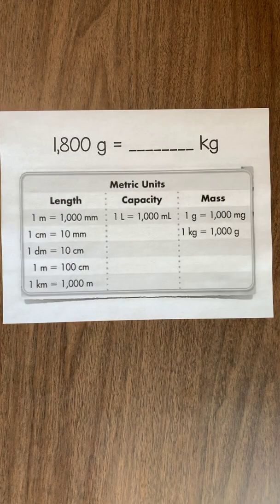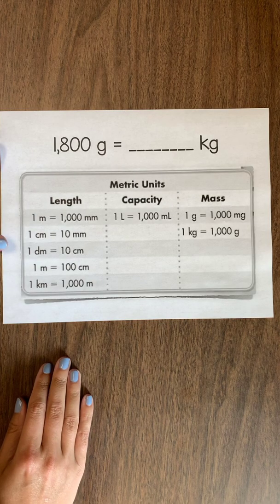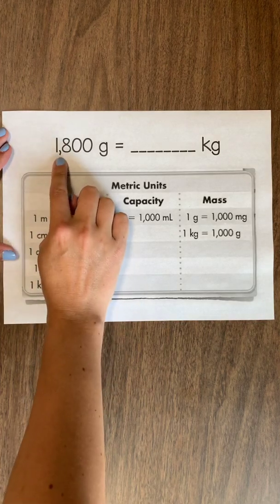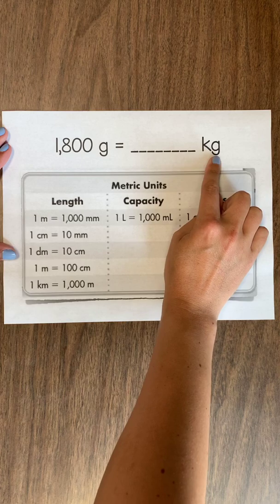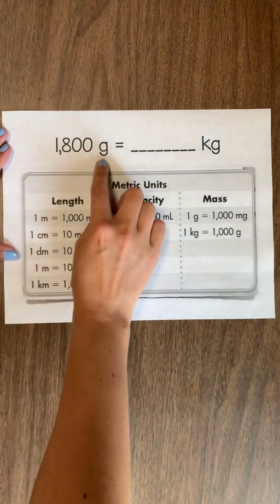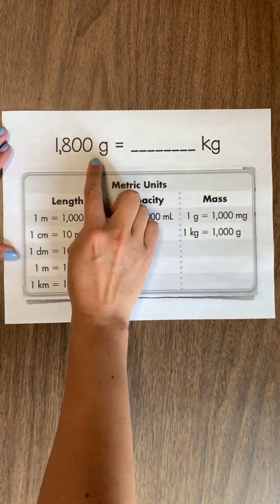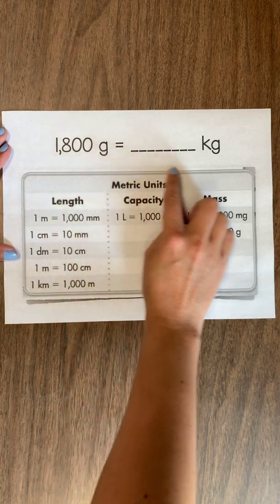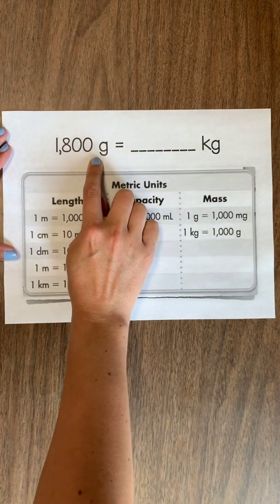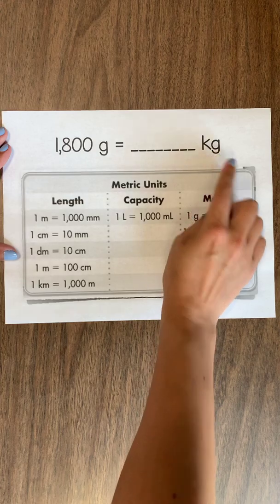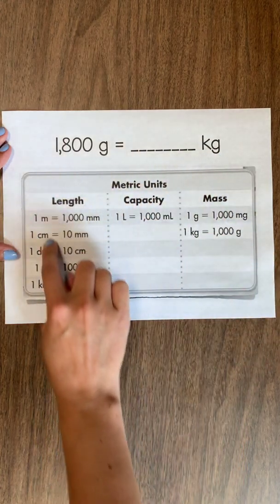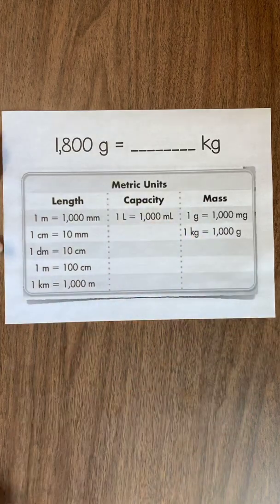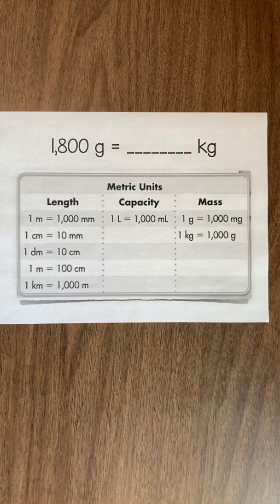Now that you've watched me solve a few problems, it's your turn. So here's your problem. 1,800 grams is equal to blank kilograms. So you're going from grams to kilograms. Grams are small compared to kilograms. So you're going from a small unit to a big unit. You're going to want to use this chart, find the one that deals with grams and kilograms, and then convert your final answer. All right, let's see how you did.